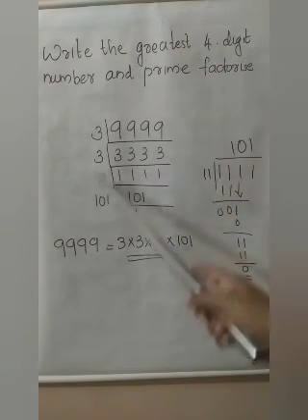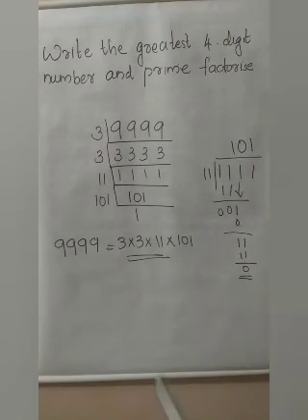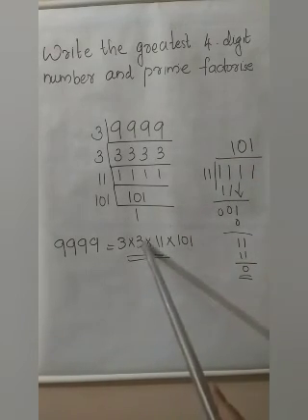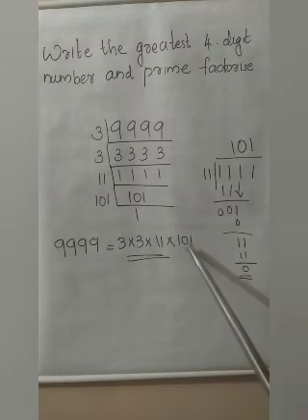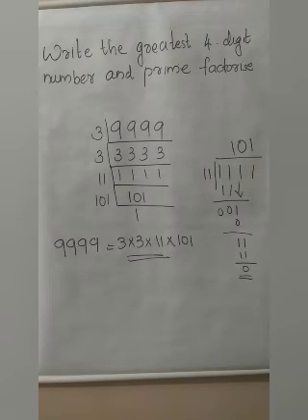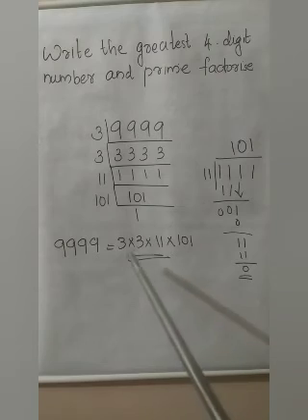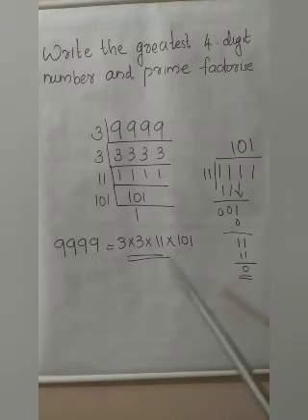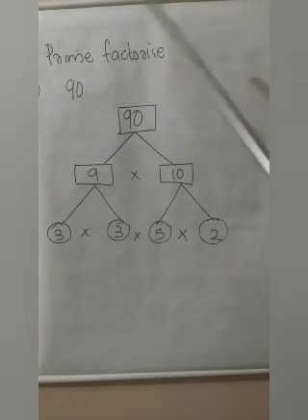So, you prime factorize all the terms. So, what are you getting? 3 into 11 into 101. So, what is the prime factorization of 9999? 3 into 3 into 11 into 101. Make sure that all the factors are prime. Here all the numbers are prime. Multiply and verify your answer.